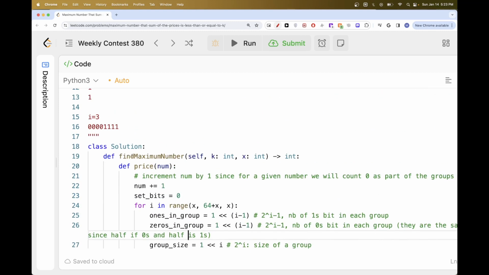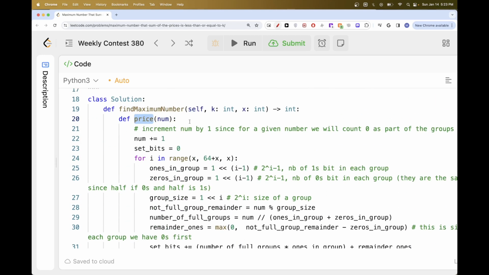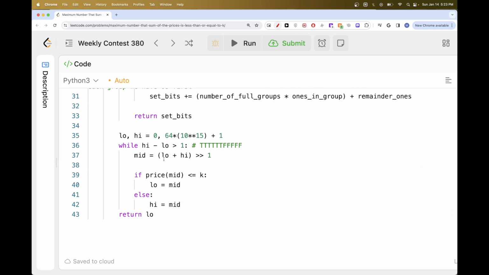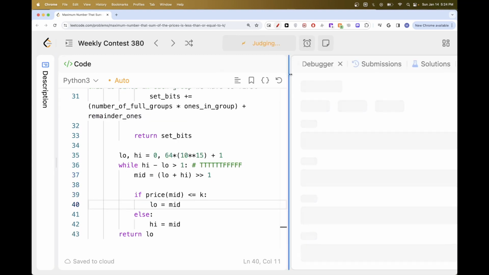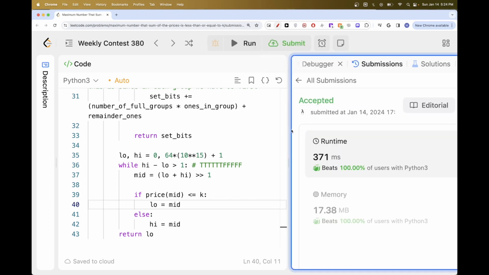And yeah, that's pretty much it. So this is calculating the price, which is the sum of the prices from 1 to num. And then this is just binary search to find the greatest one that is smaller or equal to k. And that's exactly what we are asked, okay? So let's run this, and we can submit. And this gets accepted, okay?